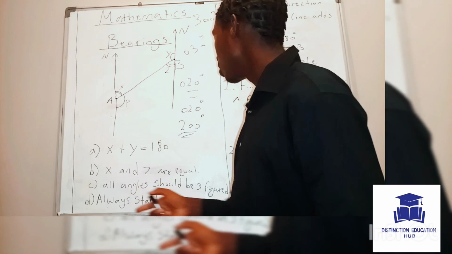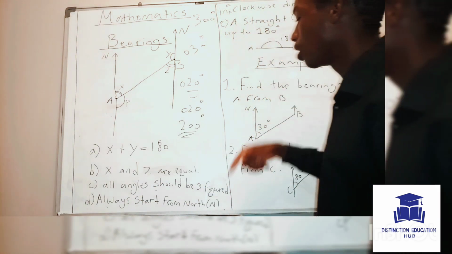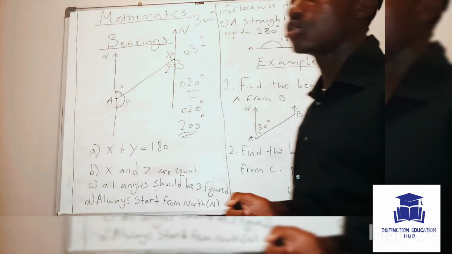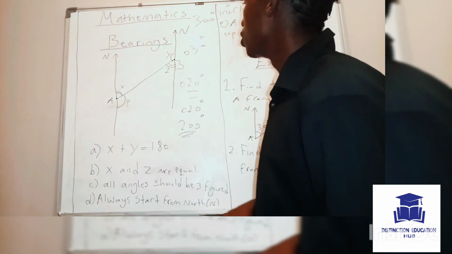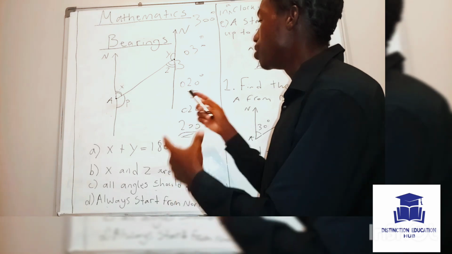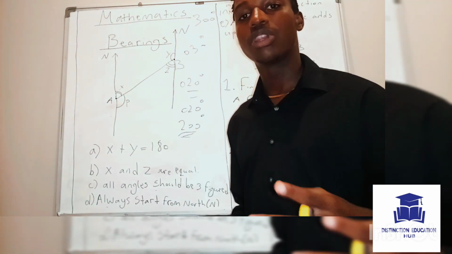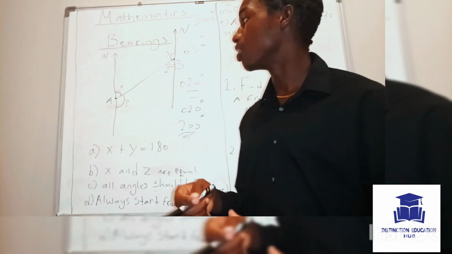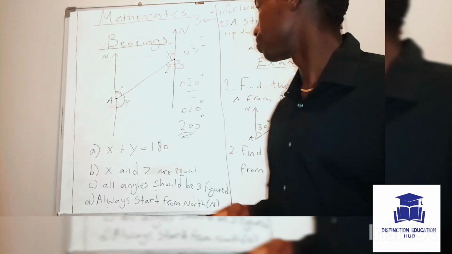D, always start from the north, moving in a clockwise direction. So this is our north line. When you're dealing with bearings, your origin is always the north line. So when you're asked to find, let's say, a bearing of B from A, you always stand at your north line, moving in a clockwise direction to the line that they've told you to move to.